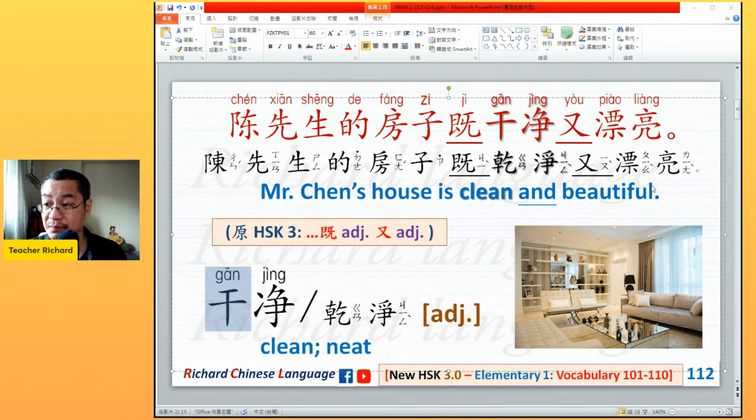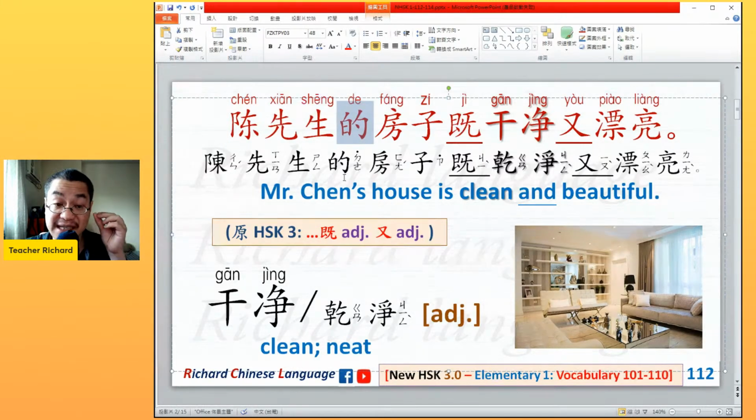Okay, very good. Let's talk about the example sentence. 陈先生的房子既干净又漂亮. 陈先生, Mr. Chen. 的 is the possessive form in Chinese. So it's like this, possessive form. Mr. Chen's 房子, which means house.